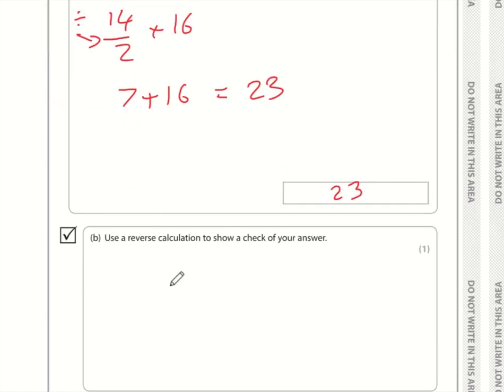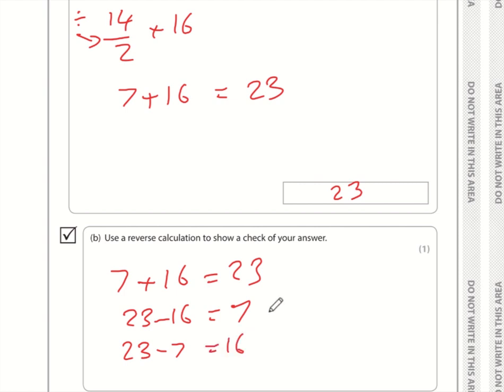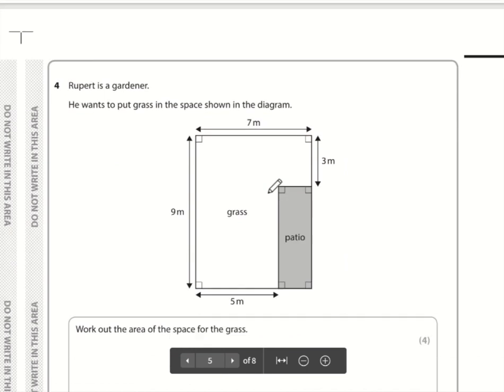Use a reverse calculation to show a check of your answer. Bit of an unusual question because all we're checking is some simple adding. So 7 plus 16 is 23. So let's just do 23 take away 16. Do we get 7? Yes, we do. 23 take away 7. Do we get 16? Yes, we do. So we know that the original calculation was correct.